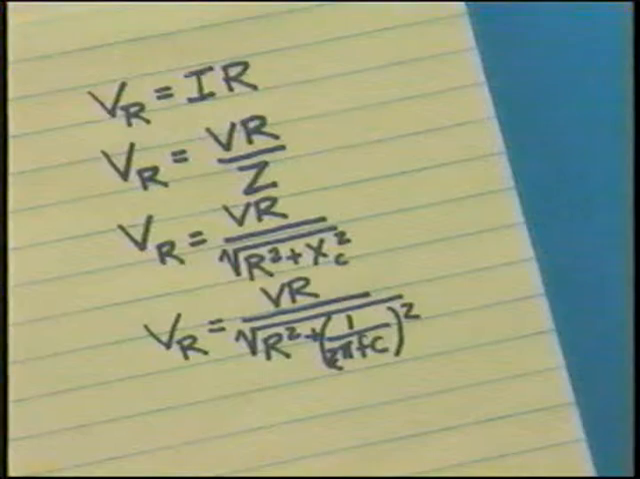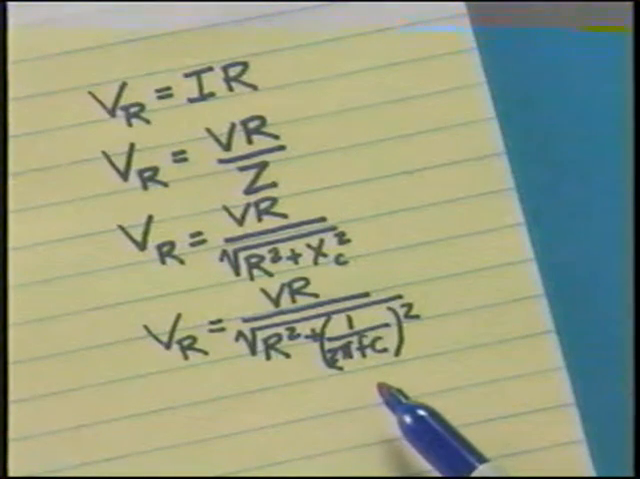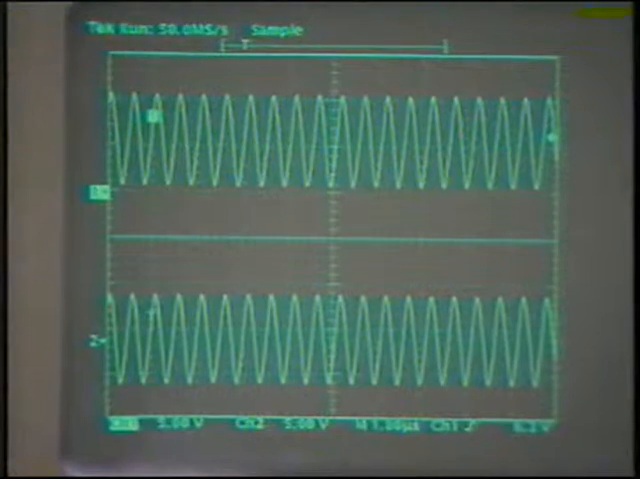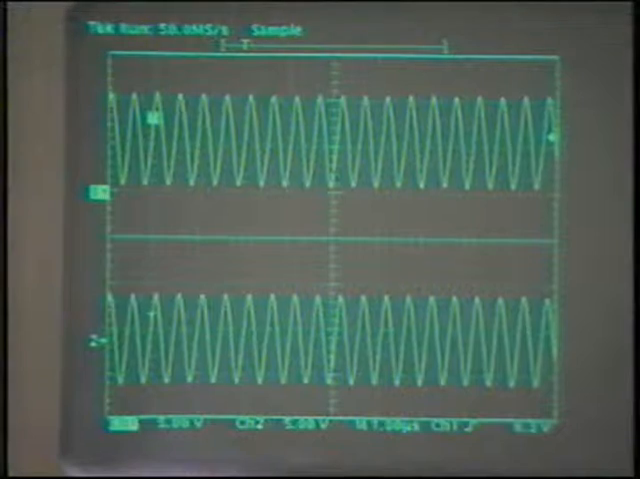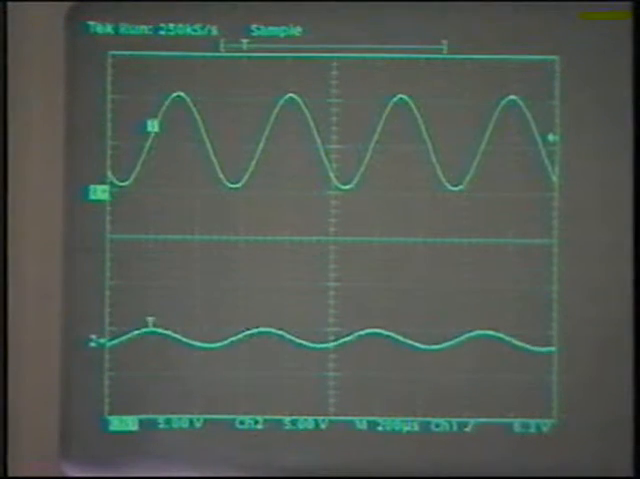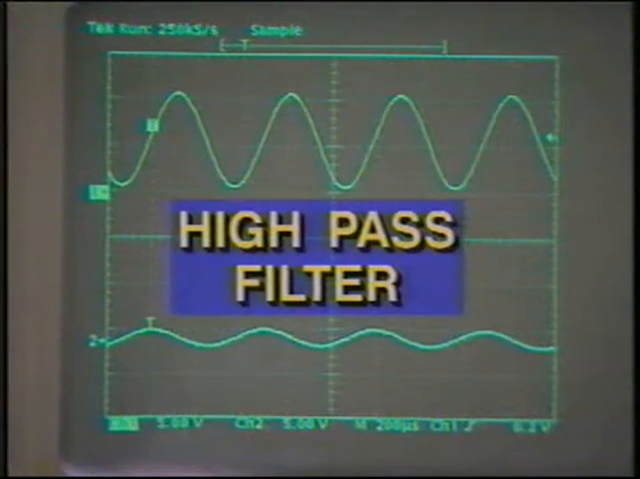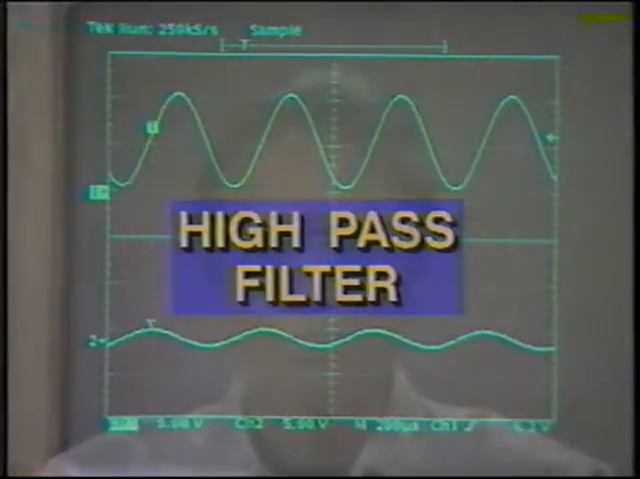Now examine the formula. An inverse of an inverse yields a direct relationship. Therefore, as the frequency is increased, the resistive voltage will increase. On the other hand, when the frequencies are low, the resistive voltage will be low. Because of this, when you take the AC voltage from across the resistor in a series RC circuit, you have what is called a high-pass filter, where only the higher frequencies are passed.